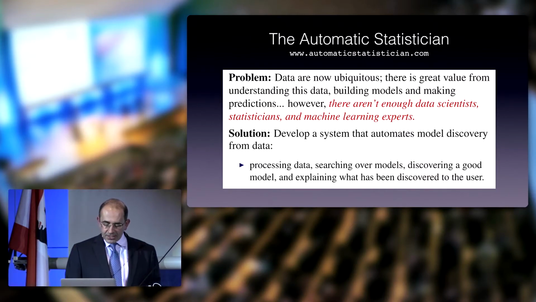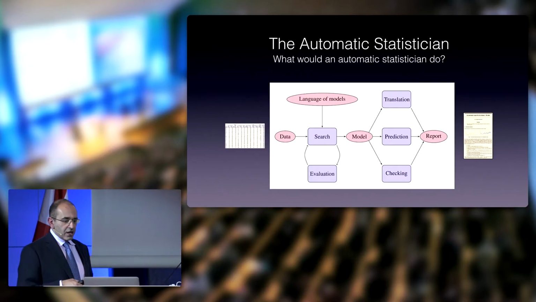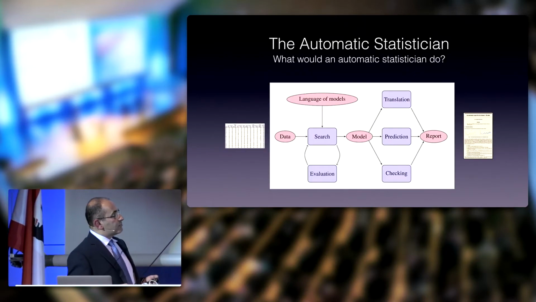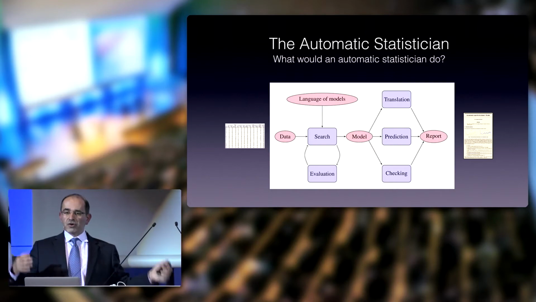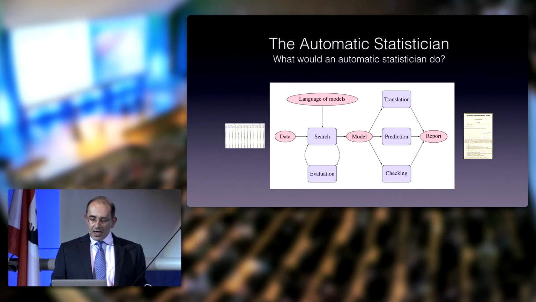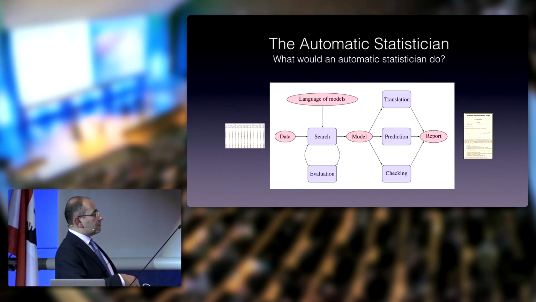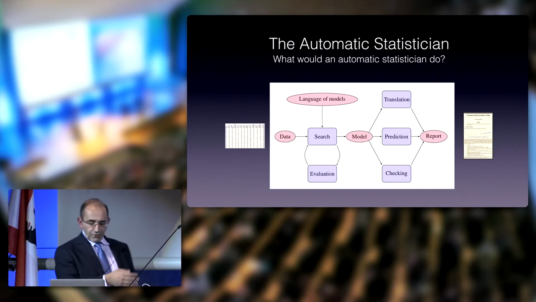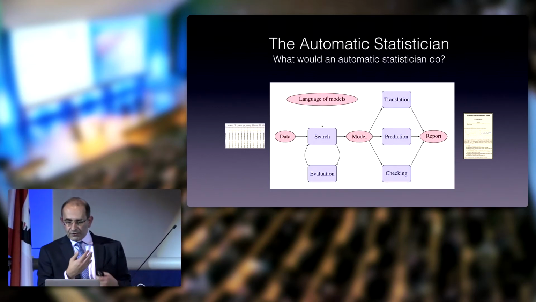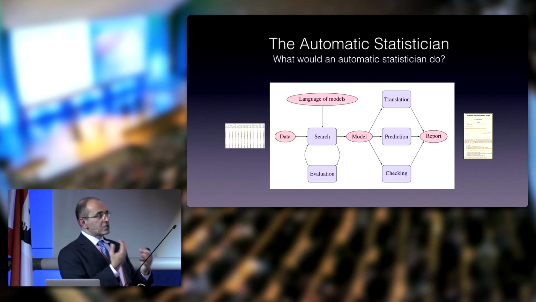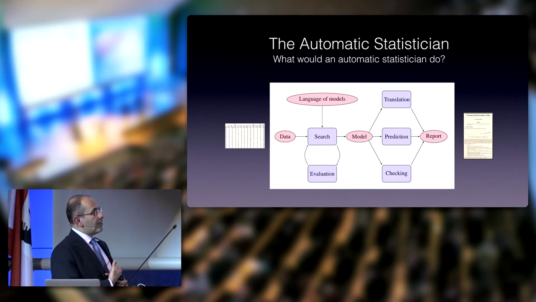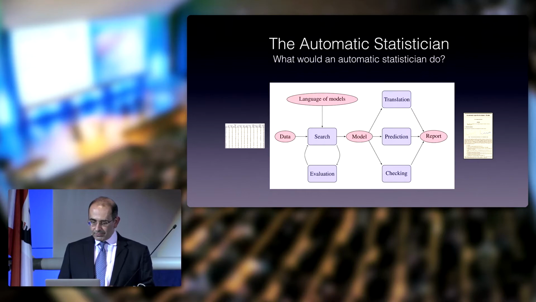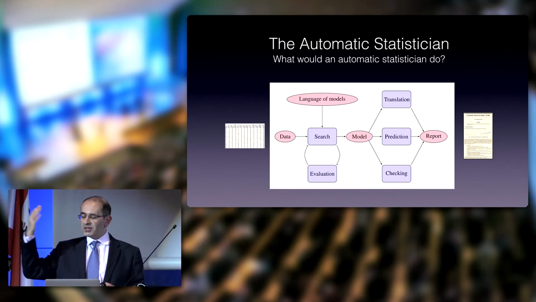In the Automatic Statistician system that we have, what it does is it takes data, tables of numbers, and it reasons about a bunch of different models that could have fit the data. It finds a good model for the data, and then it writes a report. So in goes data, and out goes a report in English with plots and text and so on.